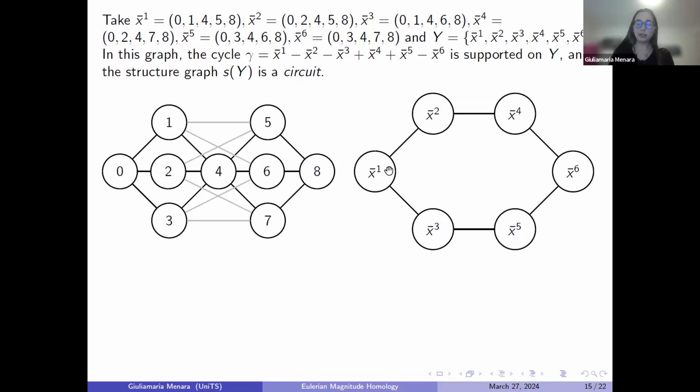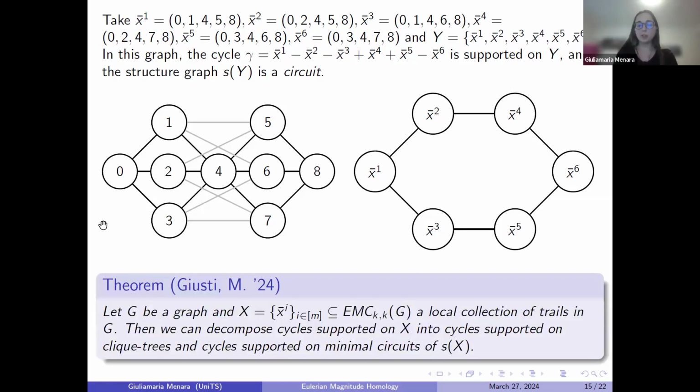And the idea here is that when two vertices are connected by an edge, we want the coefficients to have different signs. So you see here in the homology cycle, we're going to have +1, -1, and so on. And the nice thing is that it's possible to show that these clique trees and circuits are actually a generating set for graphs that support Eulerian homology cycles.